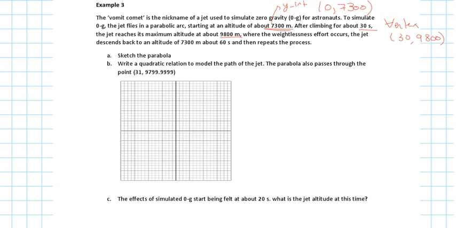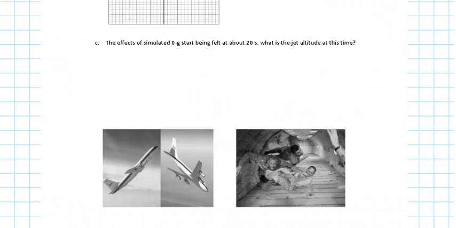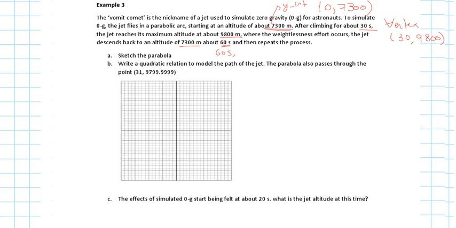Now, from what you know so far, what's going to be on the x-axis? Height, time, distance, what is it? Seconds, time, right? On my x-axis, I'm going to have time. What's going to be on my y-axis? Altitude, height in meters. Then it keeps saying that the jet then descends back to an altitude of 7,300 meters, about 60 seconds, and then repeats the process. So this is a third point that they give me here. Again, 60 seconds is my time, and my height is 7,300.